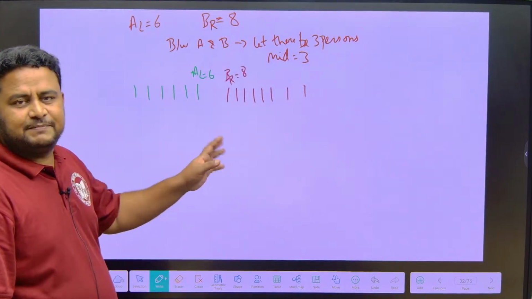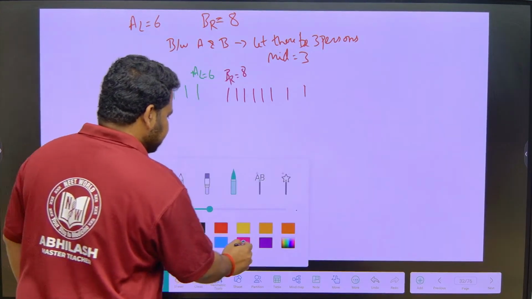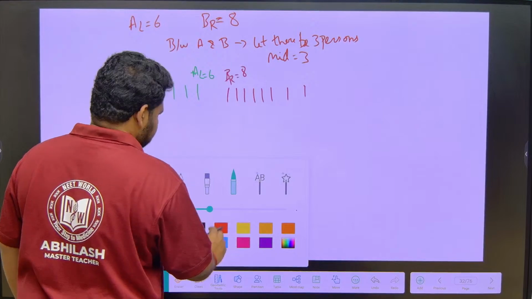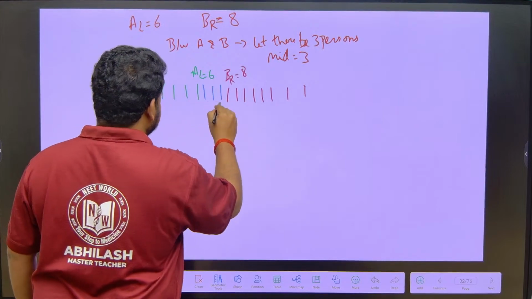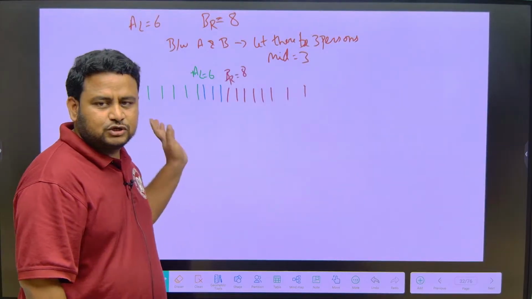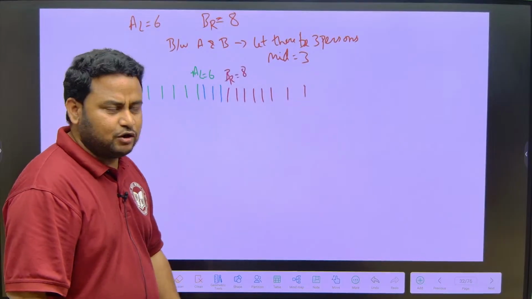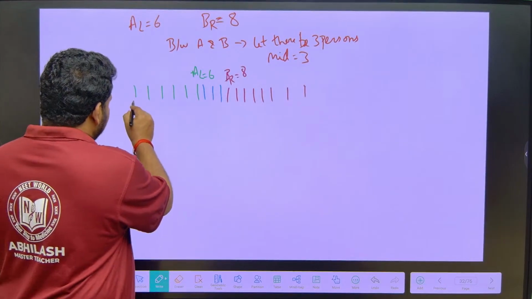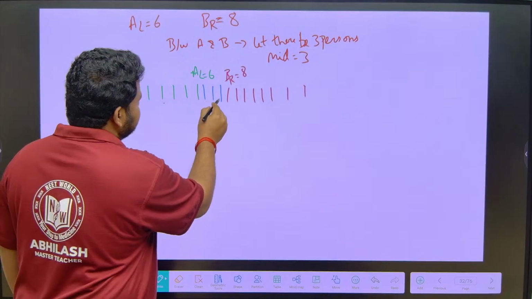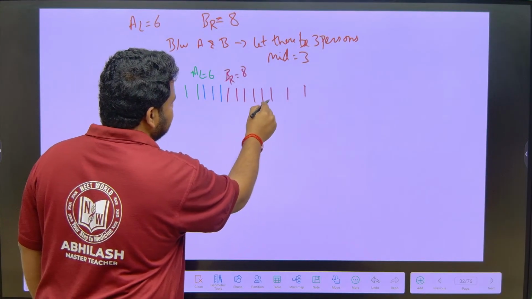Okay, between A and B how many persons are there? Between A and B there are 3 persons. Got it? Now if you count the total number of persons from this end to that end, how many are there? That is 1, 2, 3, 4, 5, 6, 7, 8, 9. Then 9 plus 8: 9, 10, 11, 12, 13, 14, 15, 16, 17.